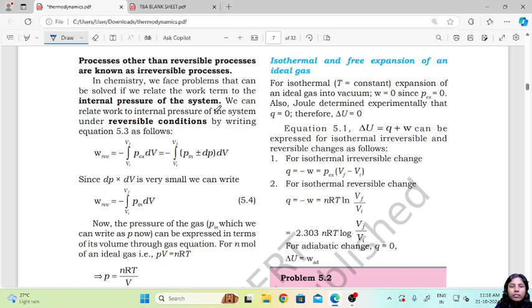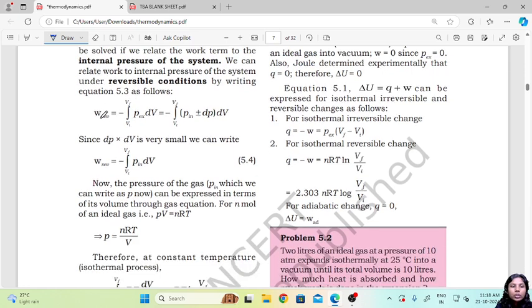Now in chemistry we face a problem that can be solved if we relate the work term to the internal pressure of the system. So now we are going to see how we can relate the internal pressure, that is delta P in, of the system to the work. We can relate work to internal pressure of the system under reversible conditions by writing the equation. So W reversible, the reversible work, equals minus integral of external pressure dV.